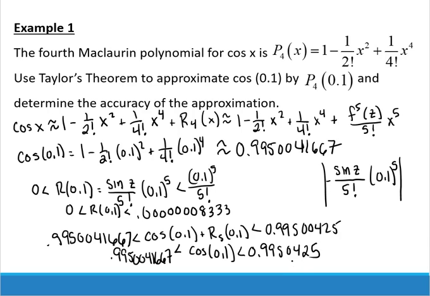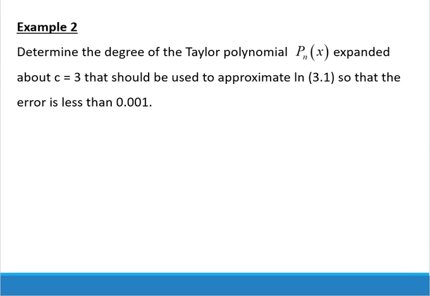Okay, next one, next example. So here, find the degree polynomial for p sub n, expanded about 3, that can be used to approximate ln of 3.1 so that the error is less than 0.01. Okay, so in this case, they don't give us the polynomial. We have to come up with the polynomial or the nth term.